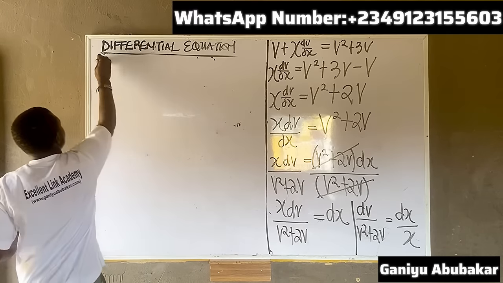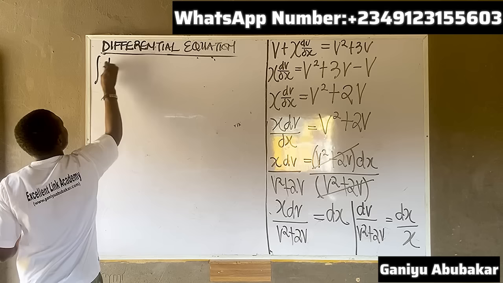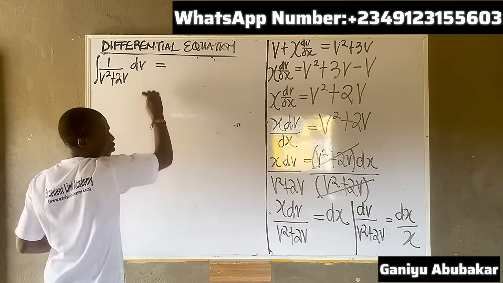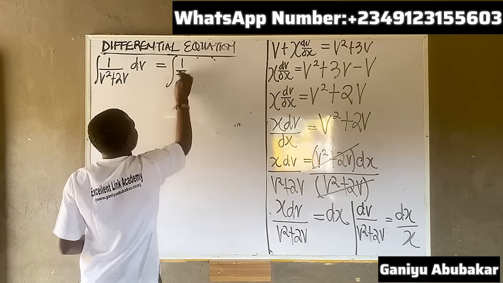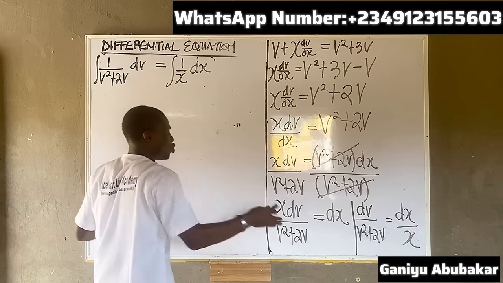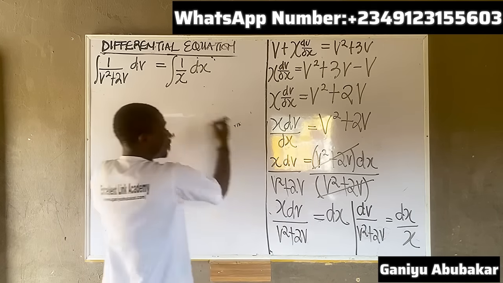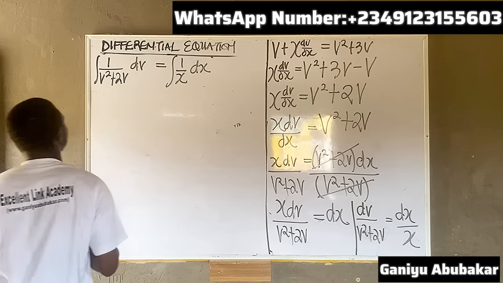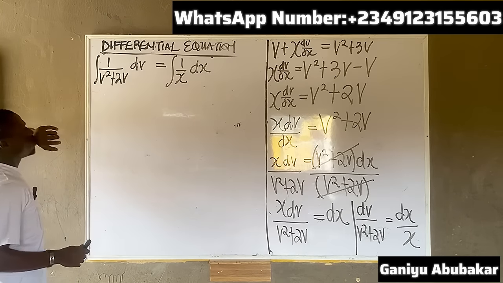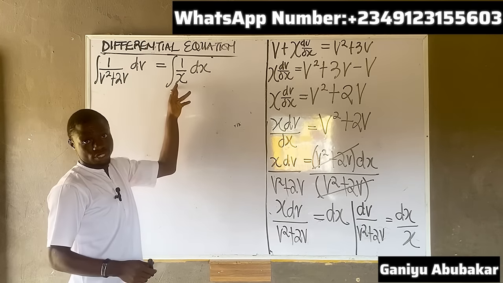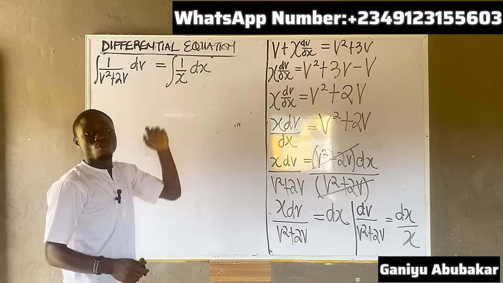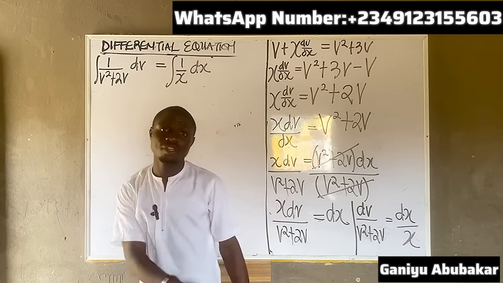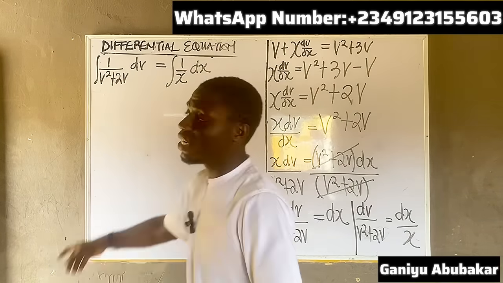That gives you the integral of 1 over v squared plus 2v dv is equal to the integral of 1 over x dx. I expect you should know what I did from there. Alright. From here, how do you integrate this? Here it is ln x plus c. But how do you integrate this one here? Will you call this ln of v squared plus 2v?